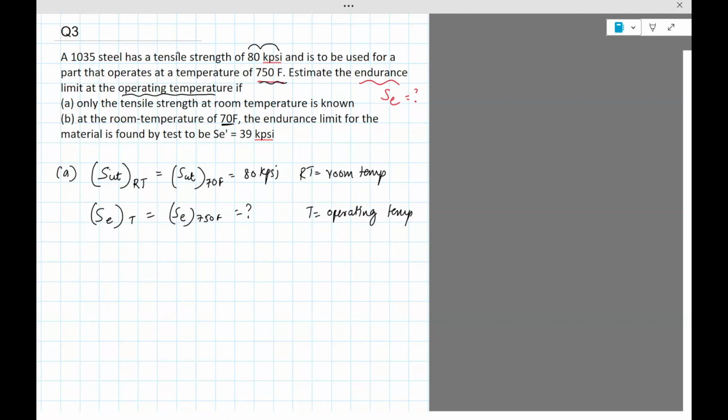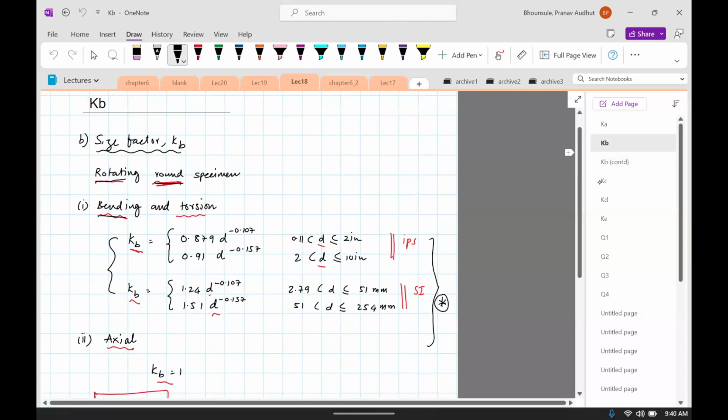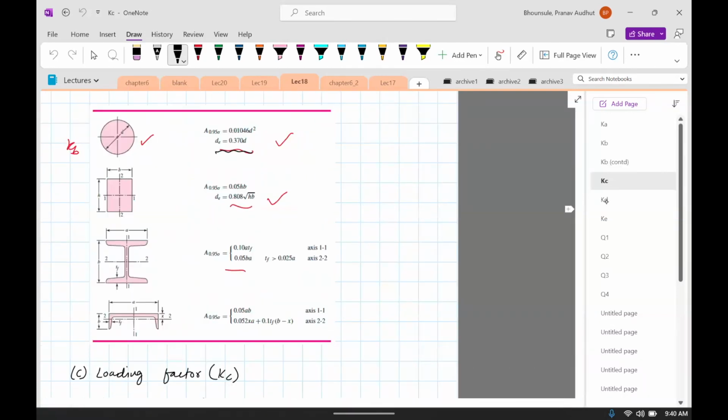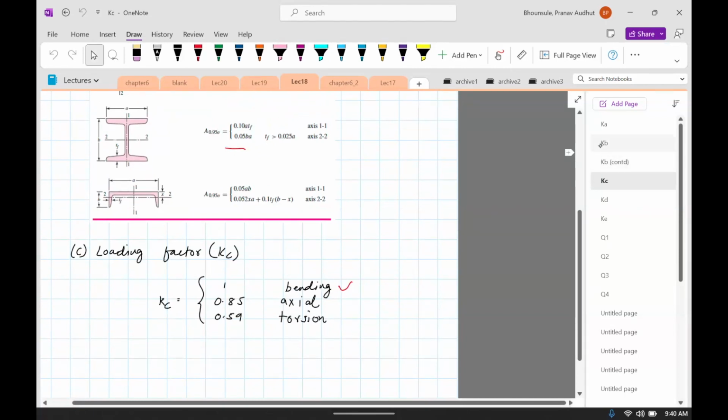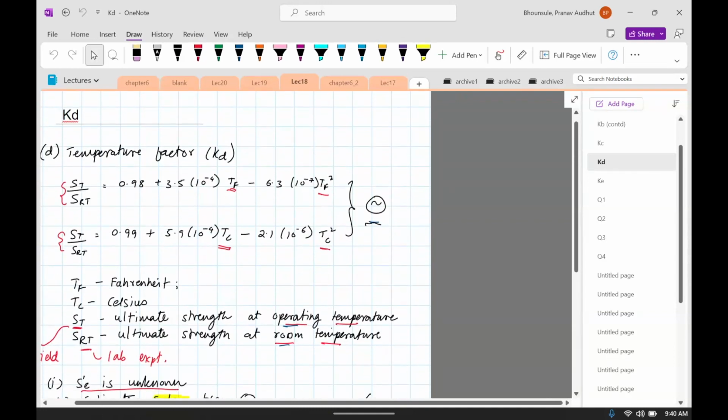Okay, so this is a problem where the lab specimen is tested at room temperature, or 70 Fahrenheit, and the actual specimen is operating at 750 Fahrenheit. So there are factors associated with the temperature which will change the endurance limit. It will no longer be the endurance limit of the specimen at room temperature. So we can flip some pages back and go to the empirical data for, I think it's K. Okay, so here it is. This is a temperature factor KD. This gives a method to compute the endurance for temperature effects.